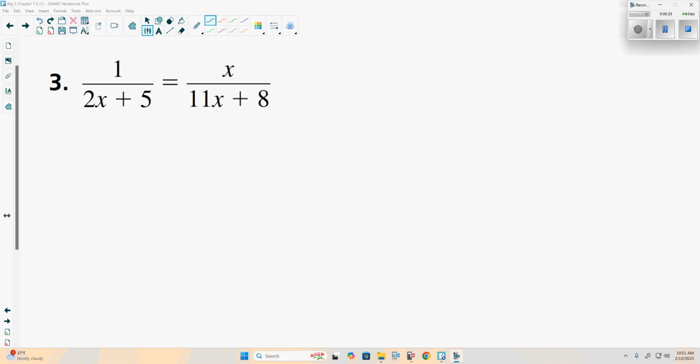Alright guys, we're continuing on the note sheet from Friday, finishing up the note sheet. If I remember correctly, I believe this is the problem we stopped off on. We got to this problem here: 1 over 2x plus 5 is equal to x over 11x plus 8. Now again, we do have restrictions.